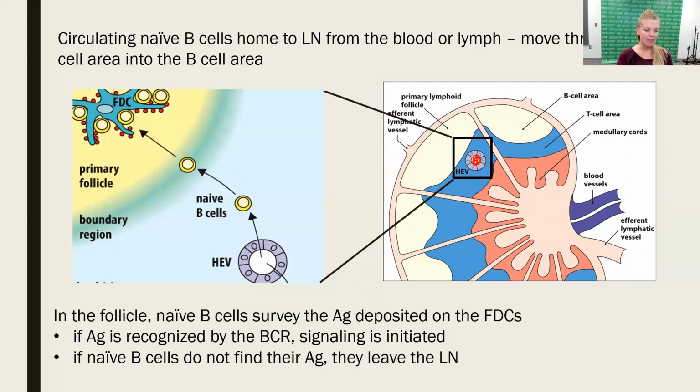In that follicle, the naive, mature B cells are going to interact with those follicular dendritic cells that have antigen deposited on them. If the B cell receptor recognizes that specific antigen, then signaling to the B cell is going to be initiated. If not, the B cell didn't find its antigen, so it will leave the lymph node.